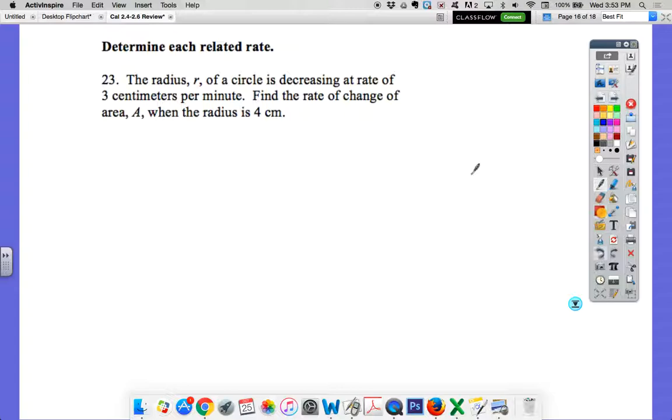Okay, so we need, obviously, area of a circle. So A equals pi r squared. Yes, you're going to be required to know the formula. I'm not going to give it to you, so you're going to have to be able to determine which formula you need and pull it out of your memory. Now take the implicit derivative of that. dA over dt. We're always going to take the implicit derivative with respect to time when we're doing related rates. Okay, and so 2 times pi r dr over dt.